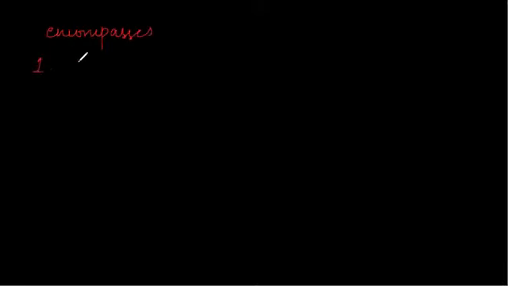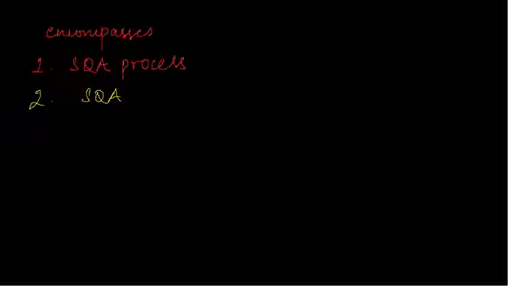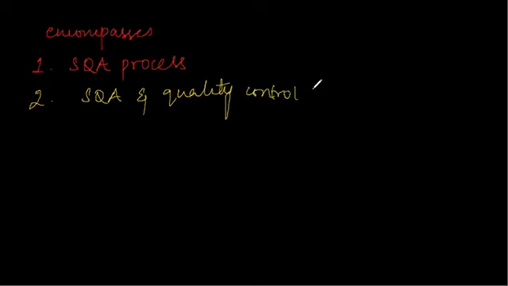The first one is the software quality assurance process. That is what process you follow within the software quality assurance. The second one is the software quality assurance, SQA, which is short for software quality assurance, and it is a quality control and the quality control tasks.